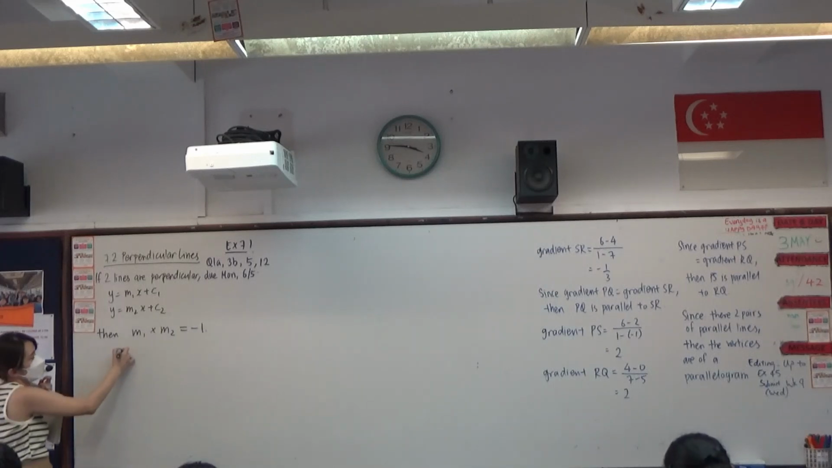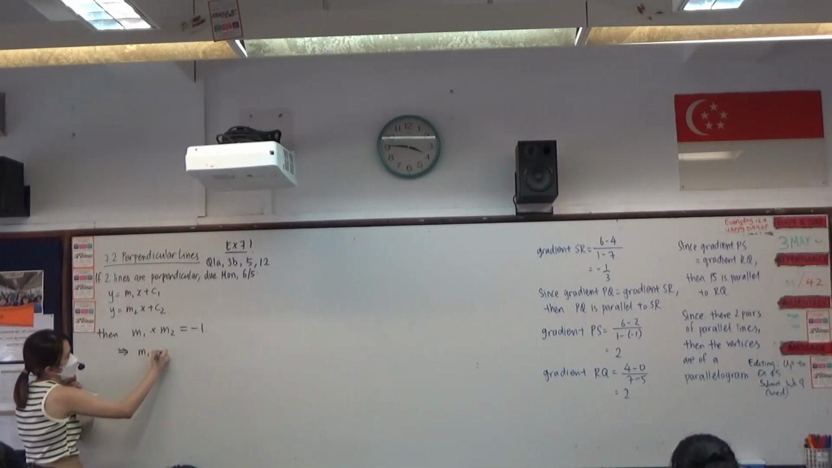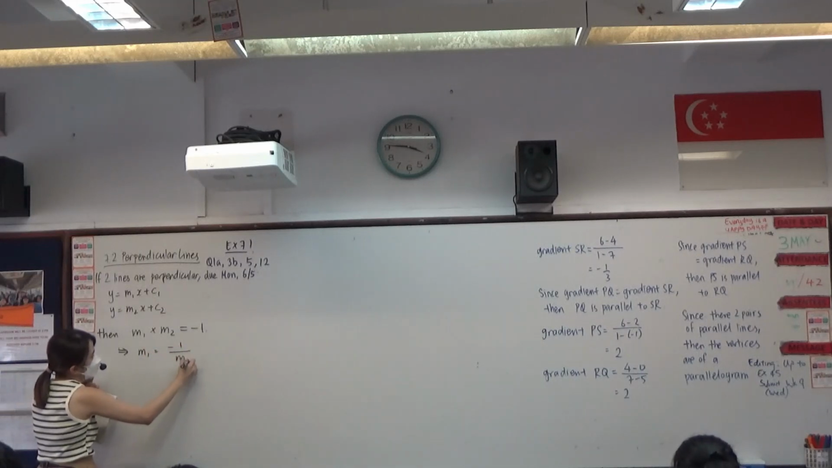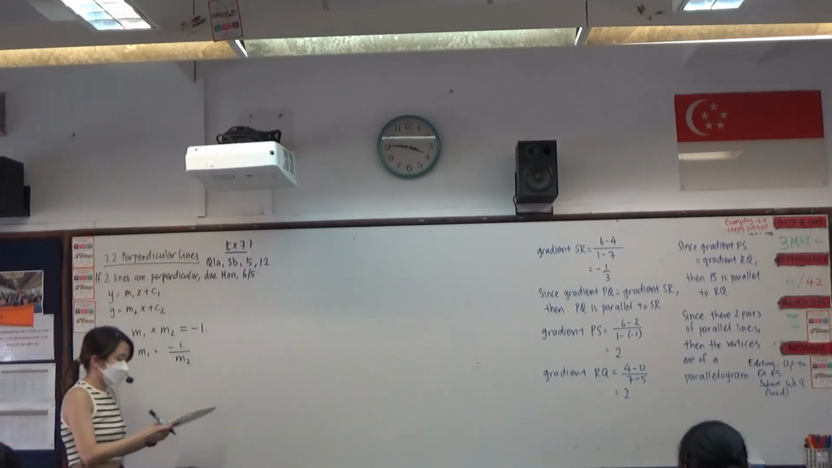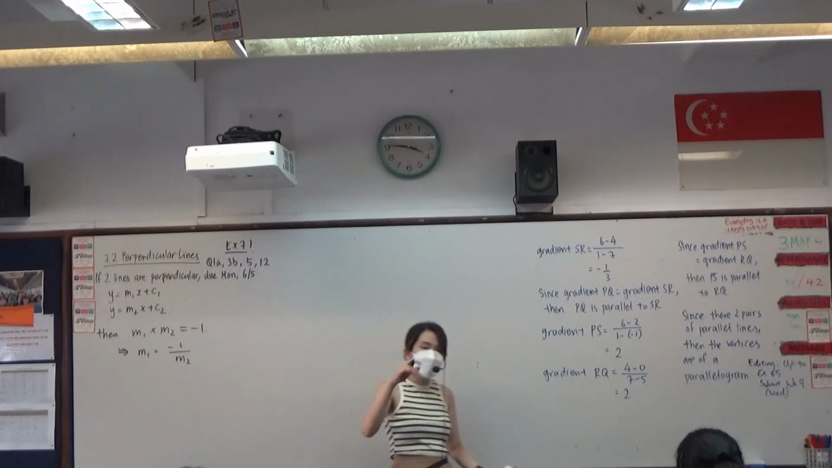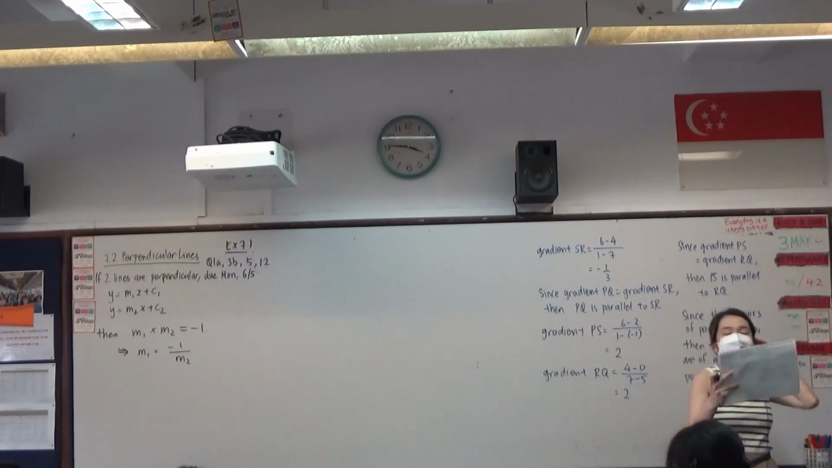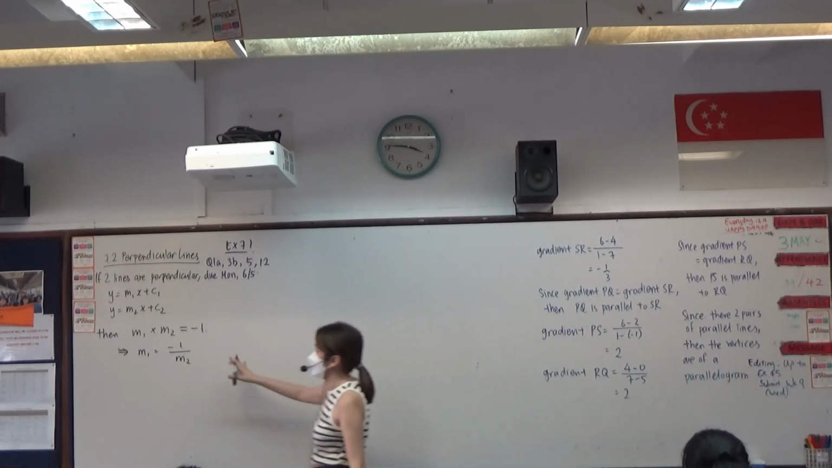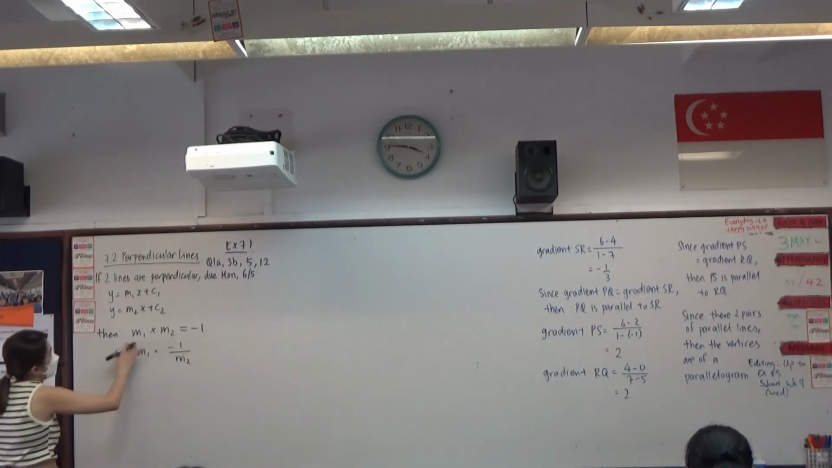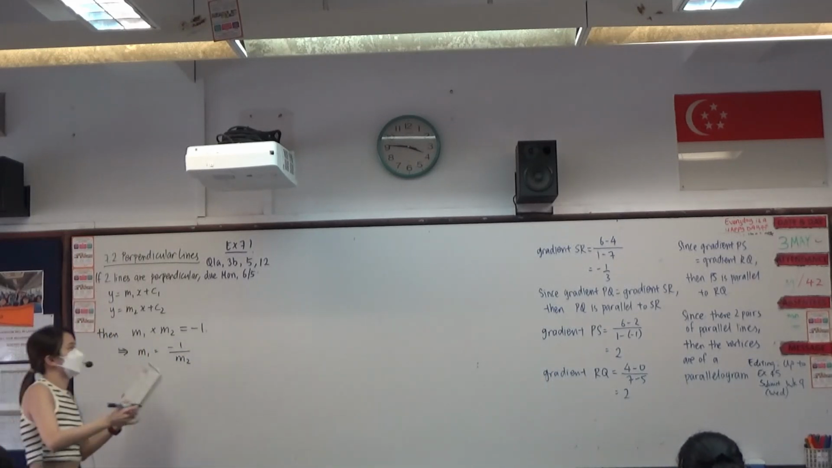In other words, it also implies that the gradient of one of the lines will be the negative reciprocal of the other gradient. Reciprocal means that it's 1 over the number. Likewise, the other way also works. So long as we are able to see this association, we can say that the two lines are perpendicular.